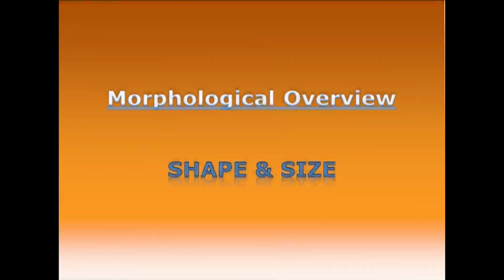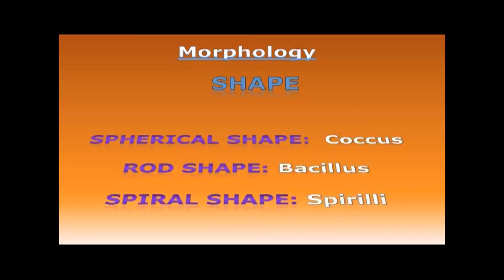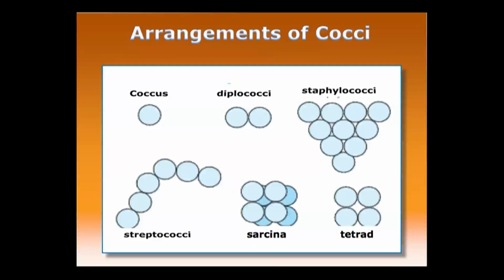Morphological overview. Morphological overview includes the size as well as shape of the bacteria. Let's first talk about the shape of the bacteria. Bacteria may be either spherical or rod-shaped. Sometimes it may have some spiral or helicoidal structure. Let's first talk about the spherical structure, that is called as cocci.